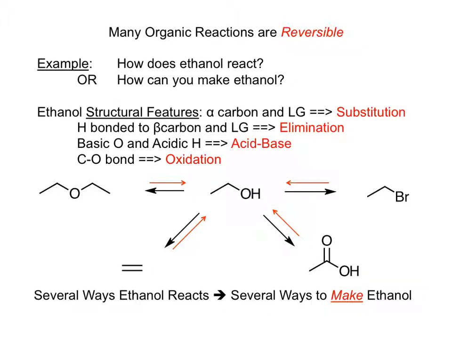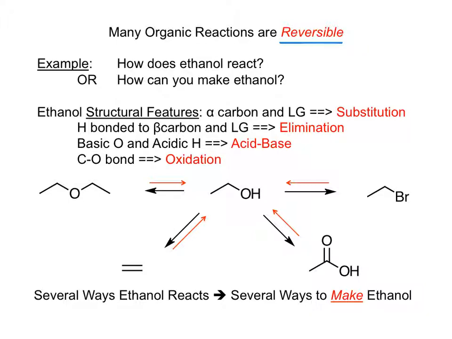Organic chemistry textbooks say to work synthesis problems backwards from the target compound to an intermediate to the starting material. However, organic chemistry students find this very hard to do. One thing to remember is organic reactions are reversible. For example, let's look at ethanol. We looked at how ethanol reacts, and then you can look backwards. How do you prepare ethanol?